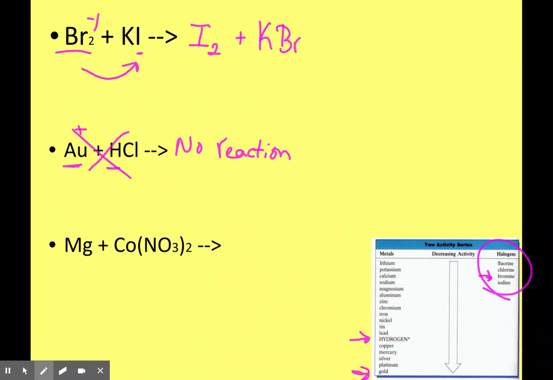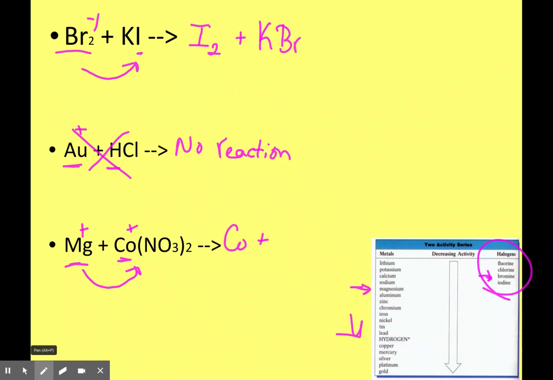The next one, we have magnesium. So we can find magnesium on our chart. So magnesium is here, and it would replace the Co because this is positive. Co, because it's first, we know it's positive. So cobalt. And let's see, cobalt is not on our list, but actually magnesium is higher because cobalt's down below. I can tell you that. So this would replace. So the Co would be out by itself.